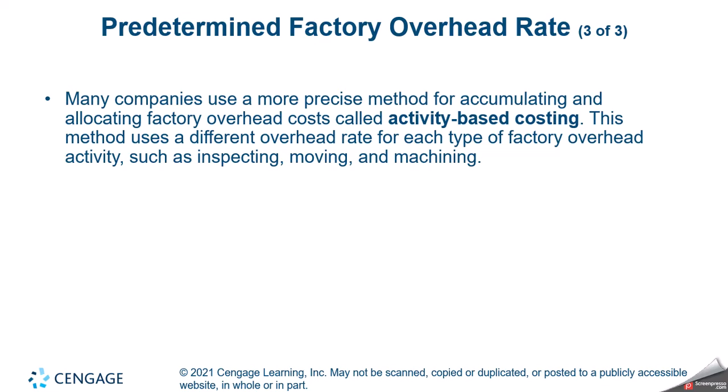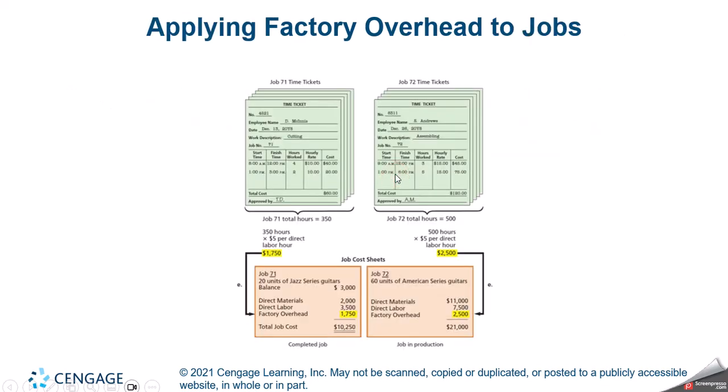So then when we do it very precisely, it is activity-based costing. Then we may have it based on the different activities. So maybe inspecting, there are different costs associated with it, moving the inventory or the product, machining. So those can get into more specifics of how we do it.